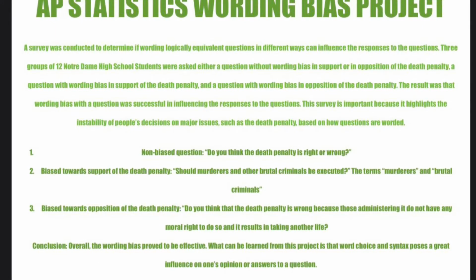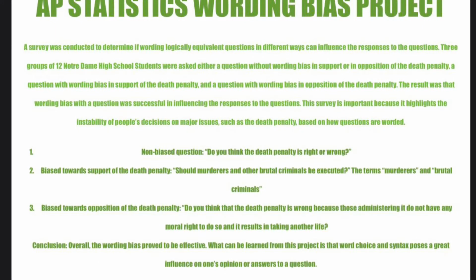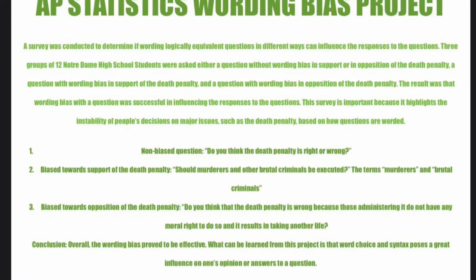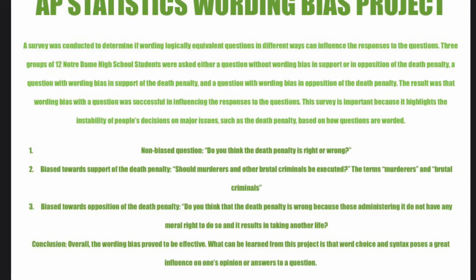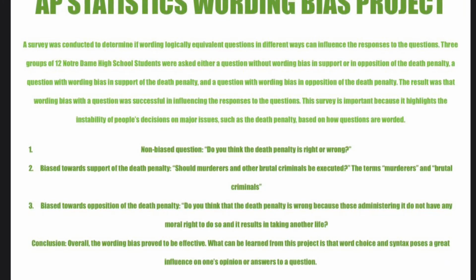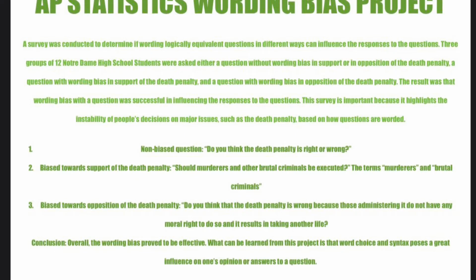The question with wording bias in opposition to the death penalty is: do you think that the death penalty is wrong because those administering it do not have any moral right to do so and it results in taking another life? Including it results in taking another life causes those being sampled to feel more sympathetic and that the death penalty is unreasonable.